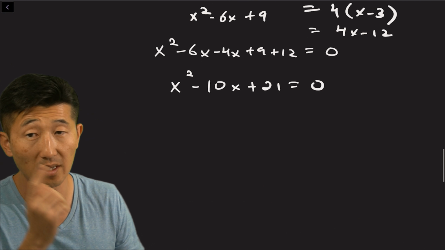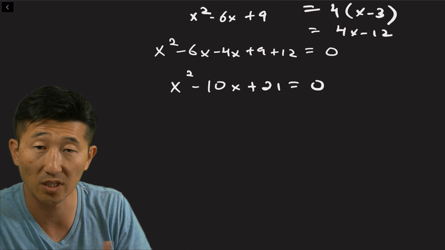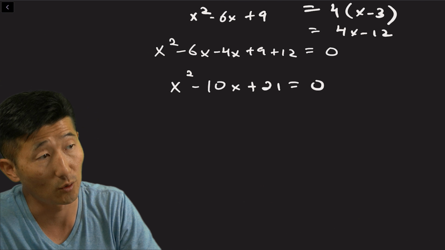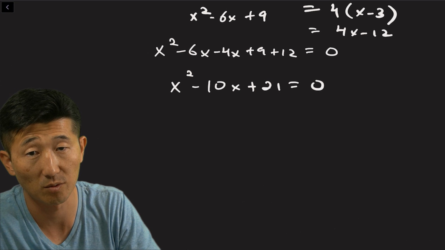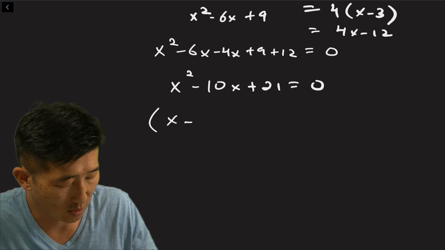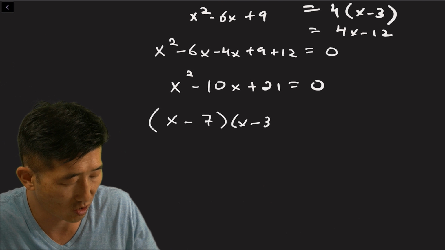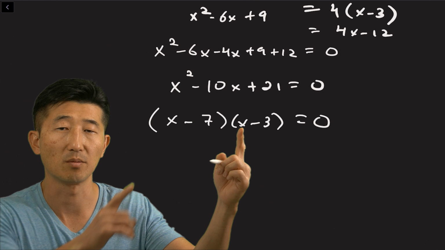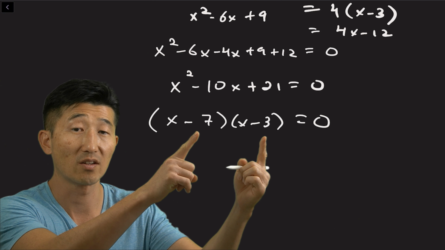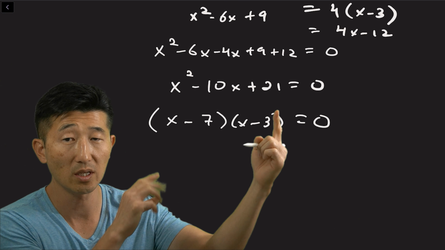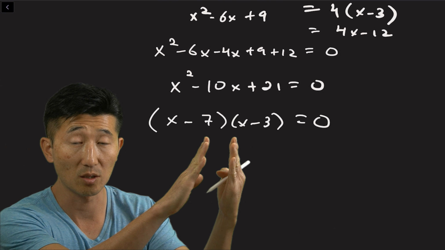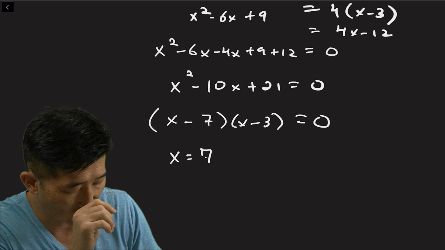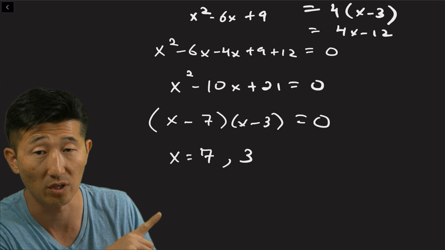And immediately in my mind, 7 times 3 equals 21, where 7 and 3 becomes negative 10 if both were negative. If both are negative, negative 7 and negative 3 becomes positive 21. So x minus 7, x minus 3 equals 0. Does that make sense? X and x becomes x squared. Negative 7, negative 3 becomes positive 21. Outside numbers, inside numbers become negative what? Negative 10. So x is equal to 7 and positive 3.